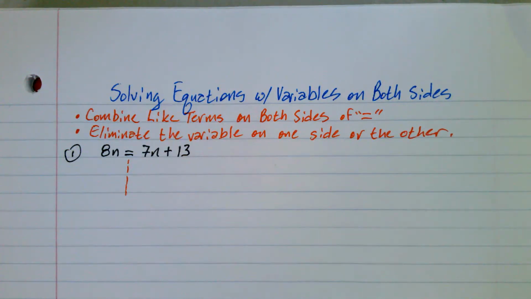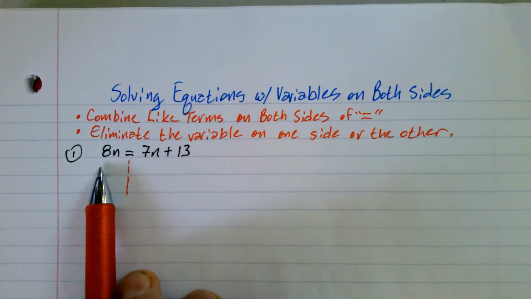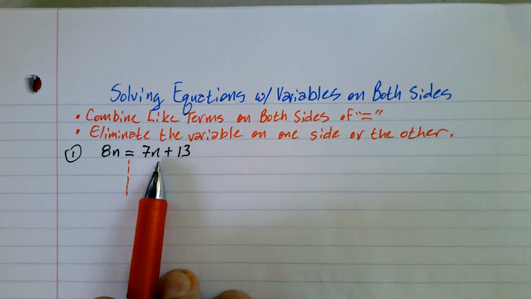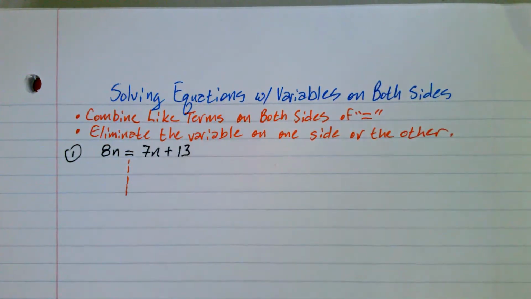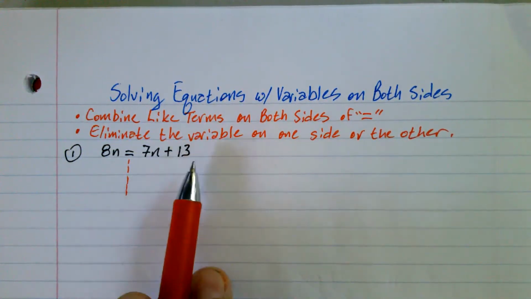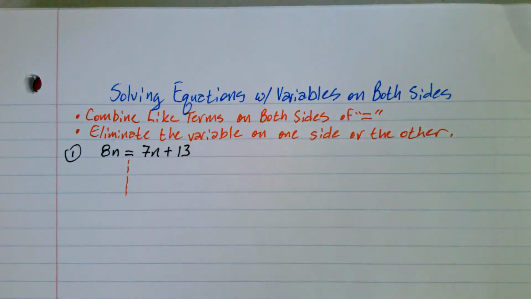Okay, I'm seeing a lot of no's. Let's see if you're right. Well, definitely on the left side, there's nothing to combine. It's just 8n. On the right side, I have 7n plus 13. But as we all know, they're unlike terms. One has a variable, one's a constant. Okay? So nothing to combine.